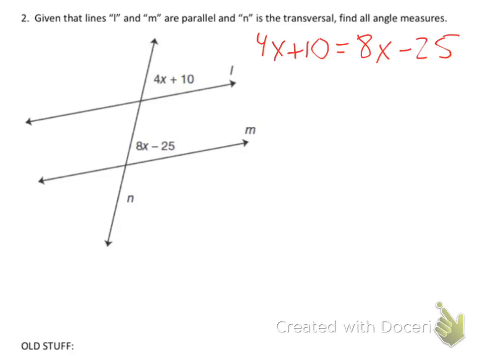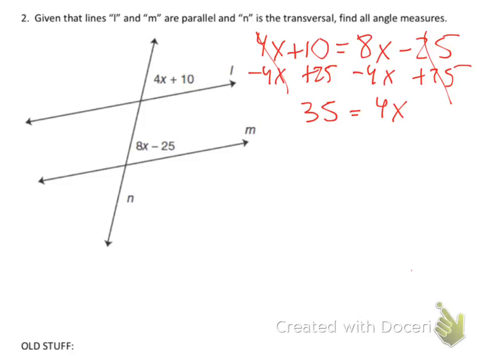They're not alternate interior. They're not alternate exterior. They're not vertical angles. Corresponding, yes. They're corresponding angles, and corresponding angles are congruent, so I can set their angle measures to be the same. Hence, I did that. So when I solve it, I'm going to bring the 4x to the other side. So I subtract it from both sides, and I'm going to add 25, correct? 10 plus 25 is 35, and the x becomes 4x.